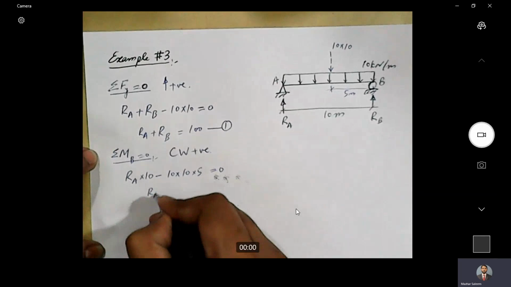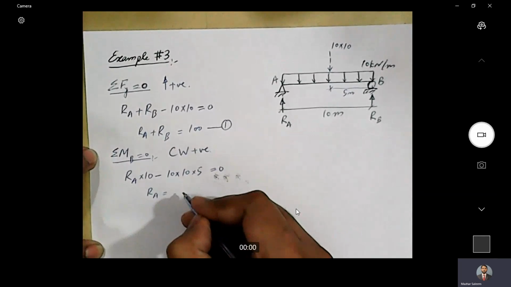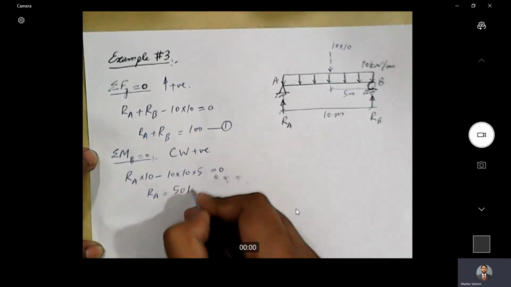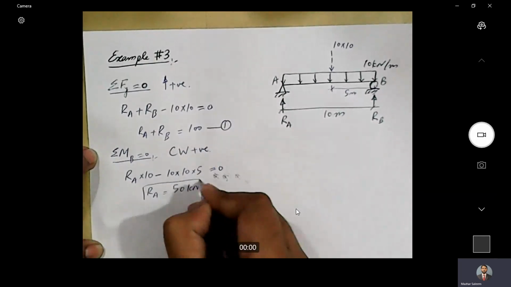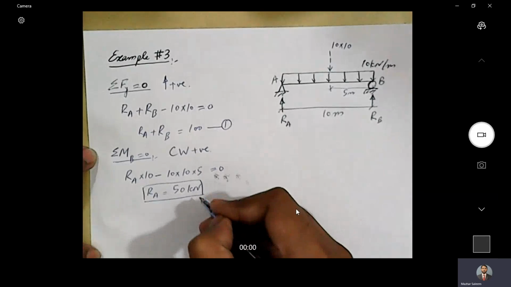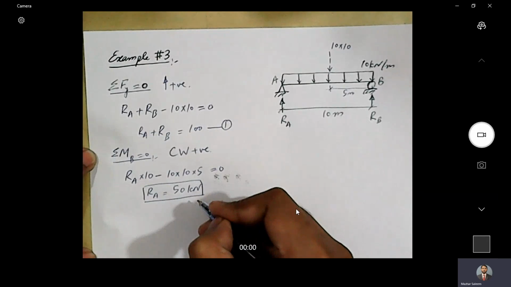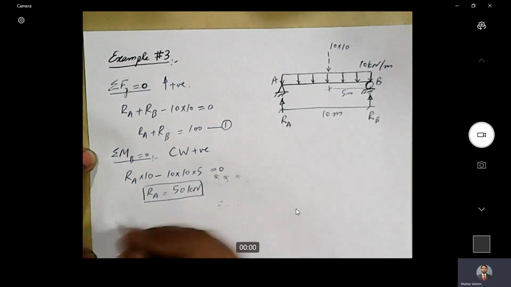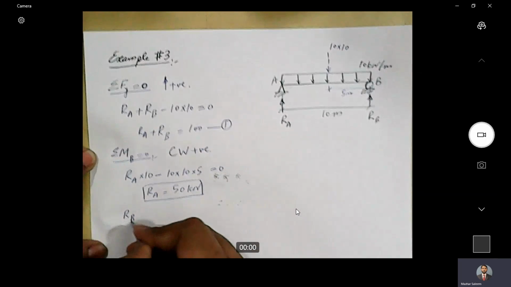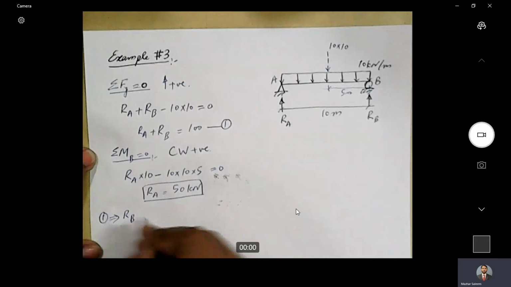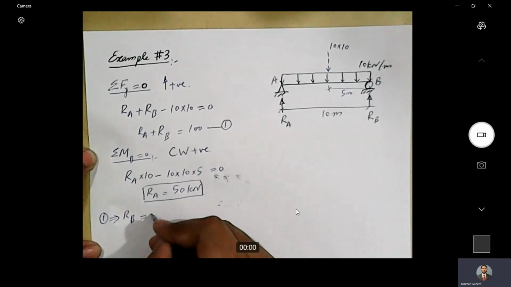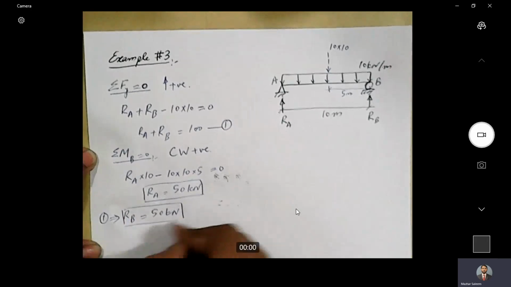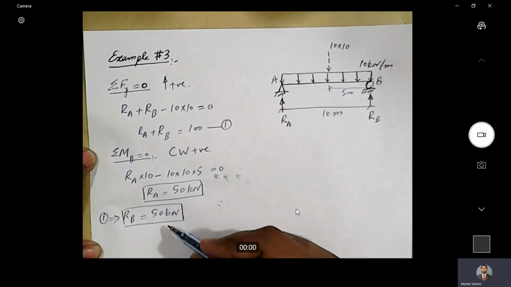And in this equation, we have only one unknown. If we solve the equation for that unknown, we will get Ra equal to 50 kilonewton. And this is positive, which means that our assumed direction of Ra is true. Now let's put that Ra value in equation number 1. If we put Ra in equation number 1, we will get Rb equal to 50 kilonewton.